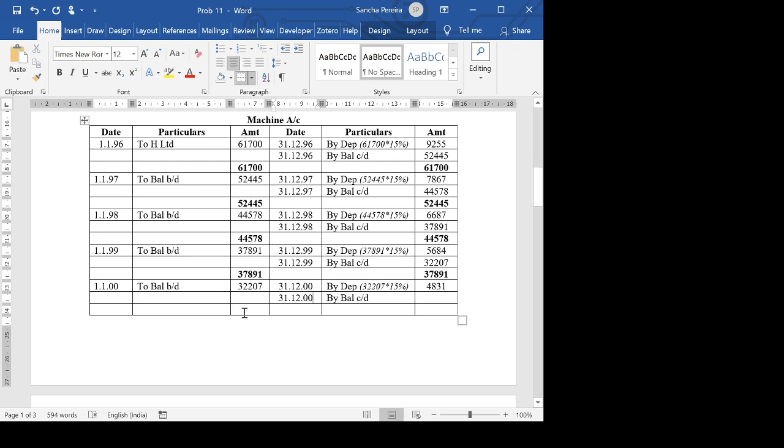By balance carried down here, 32,207. This will be the balance carried down in the last year, 28,371. 27,376.